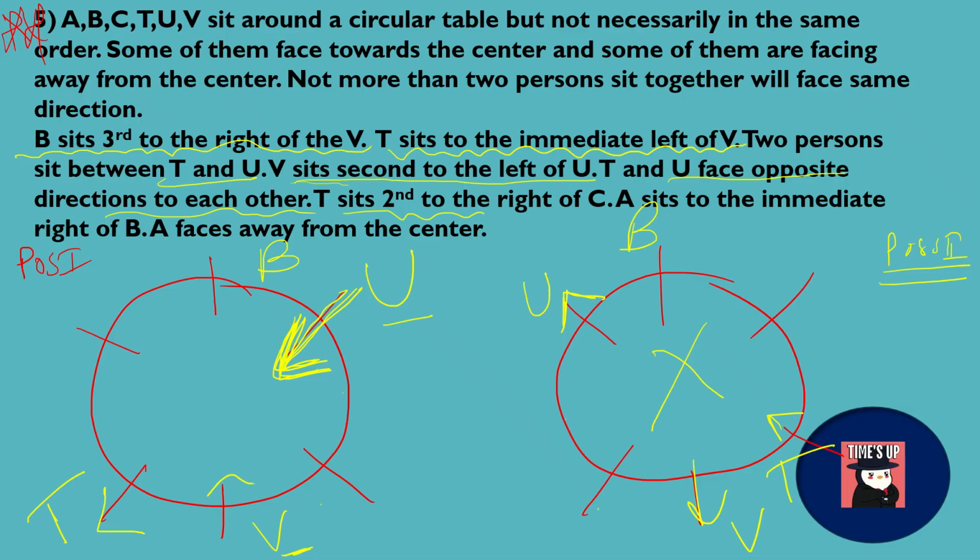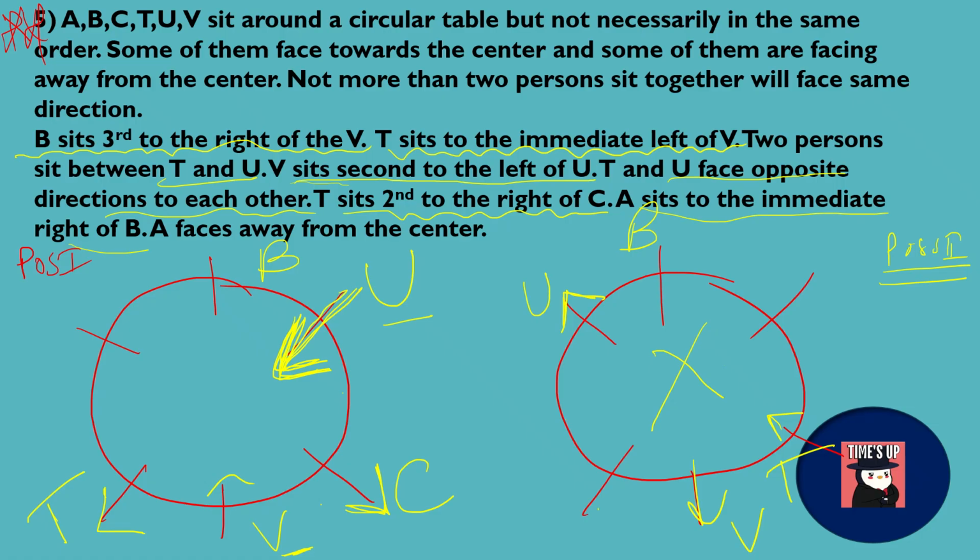T sits second to the right of C. If I place C here, T is sitting second to the right of C, they have said. That means T should be facing away. If T is facing away in possibility 1, then only T will be sitting second to the right of C. Correct? Then A sits to the immediate right of B.